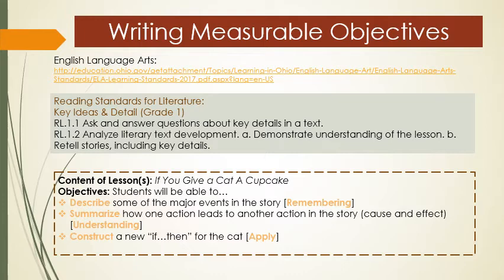Then I select from the next level up, which is not just remembering, but understanding the concepts. So I'm saying that students should be able to summarize how one action leads to another action in the story, that whole concept of cause and effect. And then I jump up to the next category, which is applying. And I ask students they should be able to construct a new if-and-then for the cat. Now, what I have neglected to do here is choose from the top 3 categories, which I asked you to do. But make sure that you do that as you design your learning objectives.